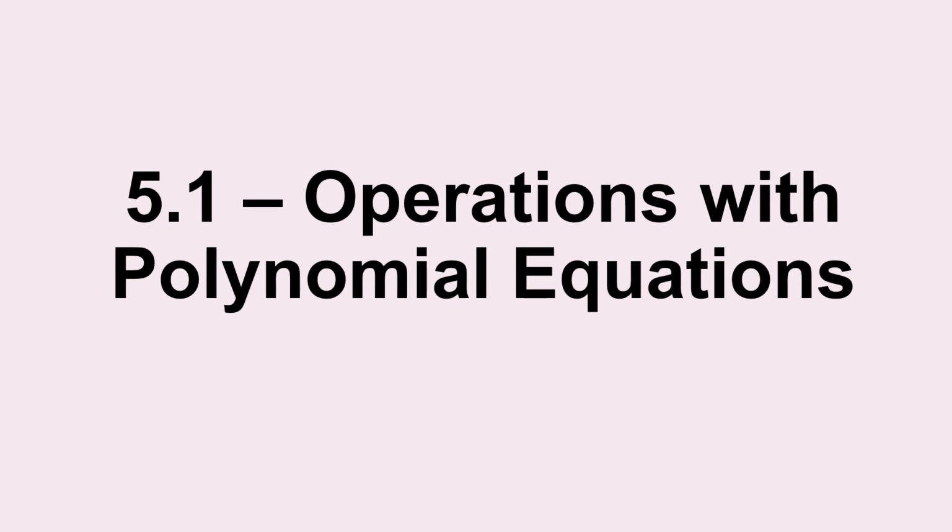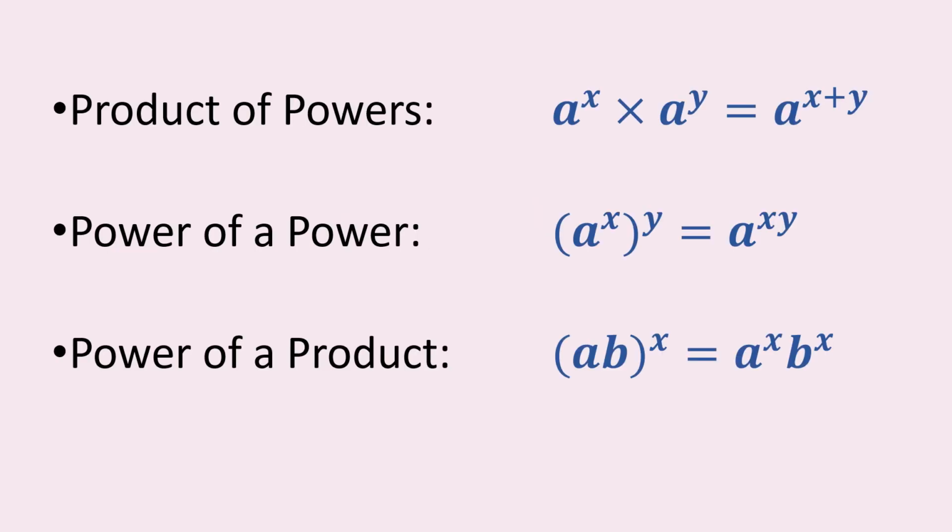The subject of Chapter 5 is polynomial equations, with 5.1 focusing on operations with polynomials, in particular exponent rules. Now this is material that you covered back in Algebra 1, although there are a lot of rules and they can be hard to keep track of. So let's refresh on the main points.